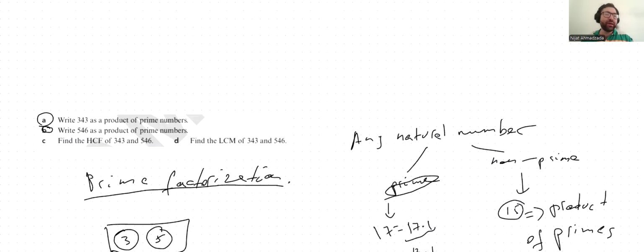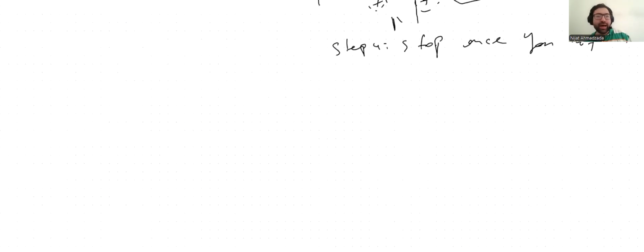Now, the next one is 546. Good one. So again, we will try the prime numbers for 546. Okay. So for 546, we again start with the smallest prime, which is 2. Does it work? Yes, it's an even number, so it's gonna work. So we calculate the result. It's 273 and 2.